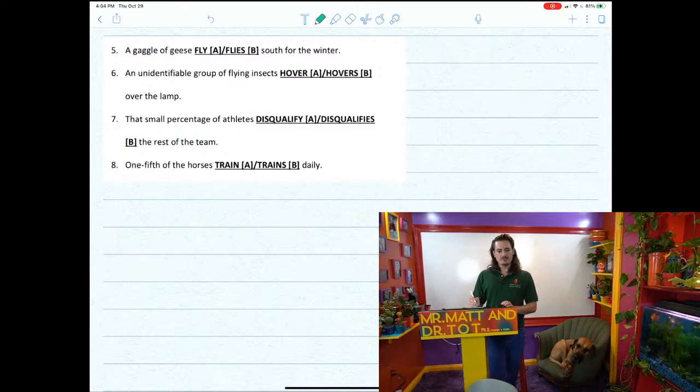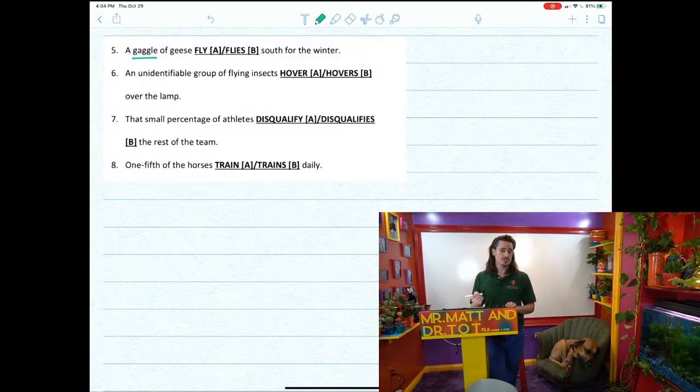So number 5, a gaggle of geese fly or flies south for the winter. So that actually is correct terminology. Groups of animals have very strange names in English. So it's like a gaggle of geese, a pride of lions, a flock of birds. There's many different quite strange names, but that actually is what a group of geese is called. It's called a gaggle. But we have one gaggle of many geese.